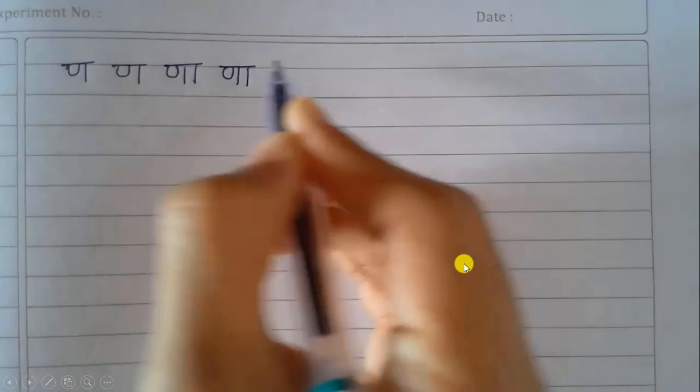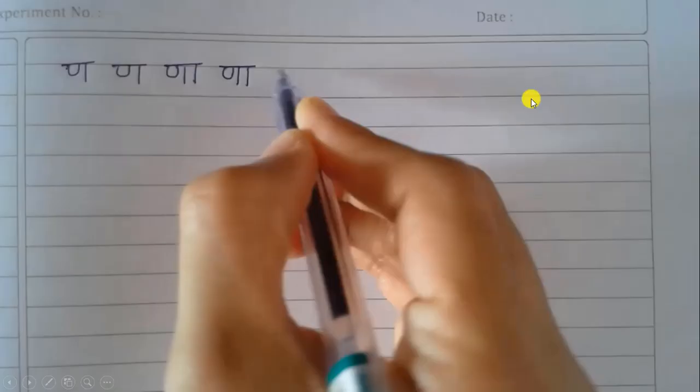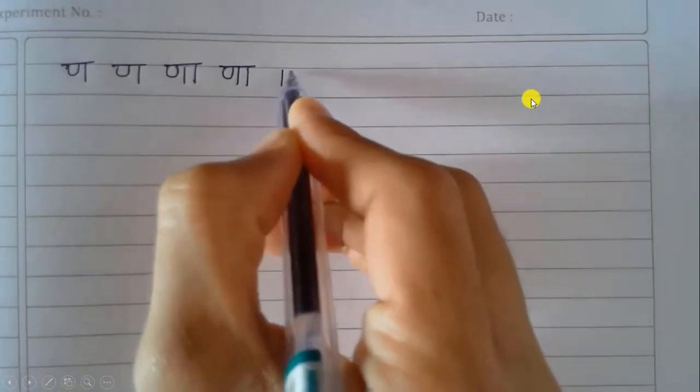Okay. Next is Ni. And you get the sound Ni when you add N to E. N plus E equal to Ni. And Ni is written like this.